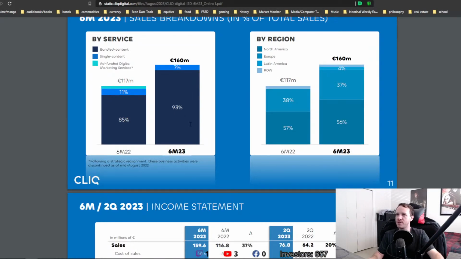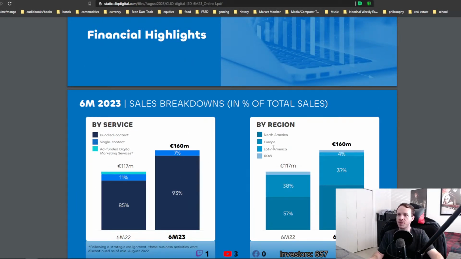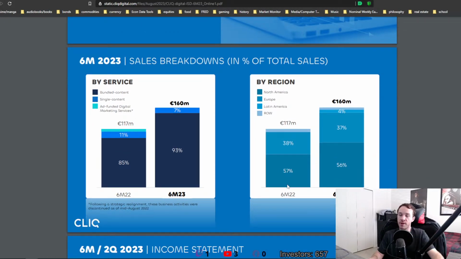Coming down the line, let's see some of the stuff about the region. So here we'll talk about exactly what I was saying right here. 6 months in 2022, and then the first 6 months in 2023. You can see 57% North America, then 56%. I was actually sort of surprised to see as large of an amount in here, and it is separated off from Latin America.